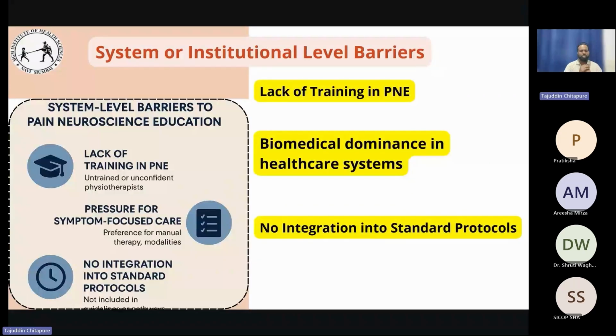Then again, the system or institutional barrier, where there is a lack of training in PNE. Many physiotherapists are not formally trained in delivering PNE or feel unconfident exploring the neuroscience, right? Then there is the biomedical dominance in the health system. The system often prioritizes structural or patho-anatomical diagnosis and intervention. They want X-ray, MRI, manual therapy, quick fixes. It is difficult to integrate biopsychosocial educational content or care into the system, right? There is no integration into standard protocol. PNE is often not embedded into any clinical guidelines or prehab pathway. So this is another barrier.